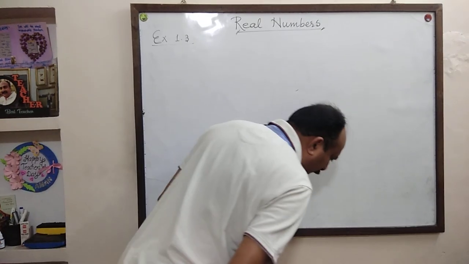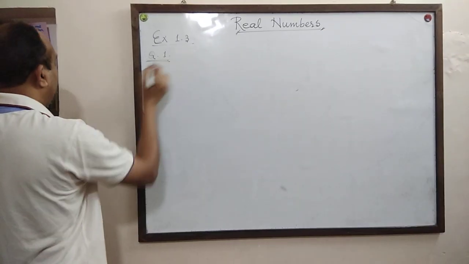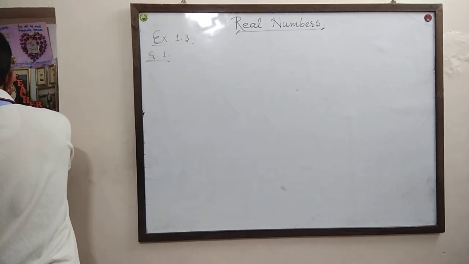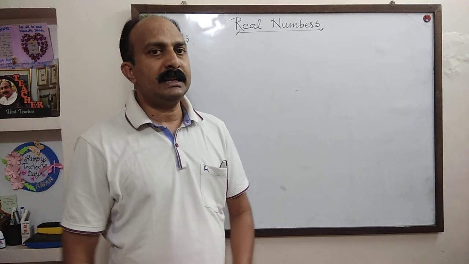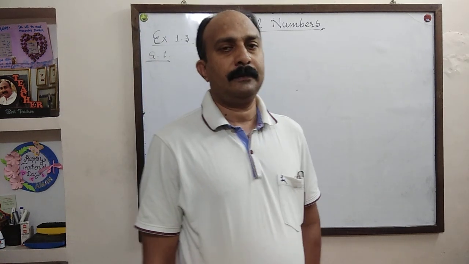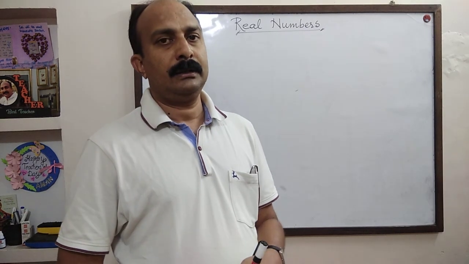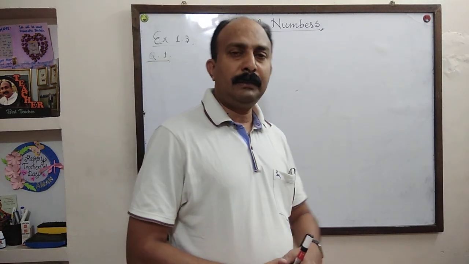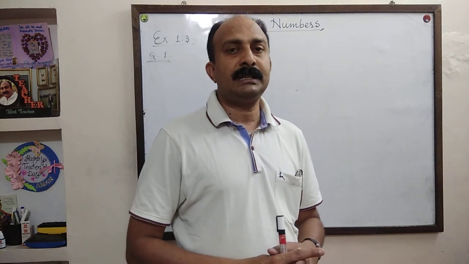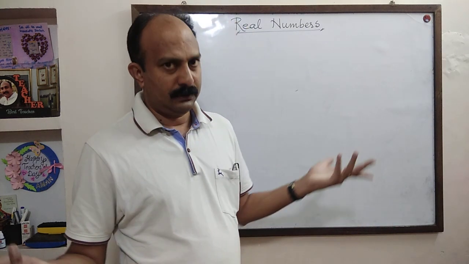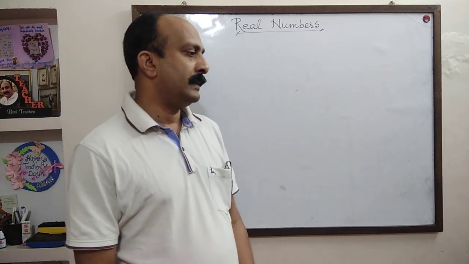Exercise 1.3, question number 1. Prove that root 5 is irrational. We know that root 5 is irrational. You might have studied in class 9 that root 5 is irrational. But that was not theoretically proved in class 9. The teacher might have told you root 2, root 3, root 5, root 6 like numbers are irrational. Why they are irrational? It was not mathematically proved in class 9. Now we are going to prove it.